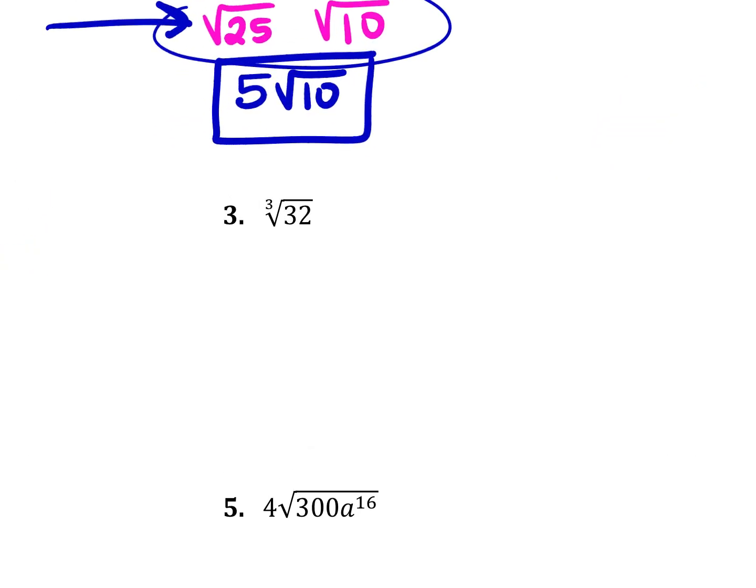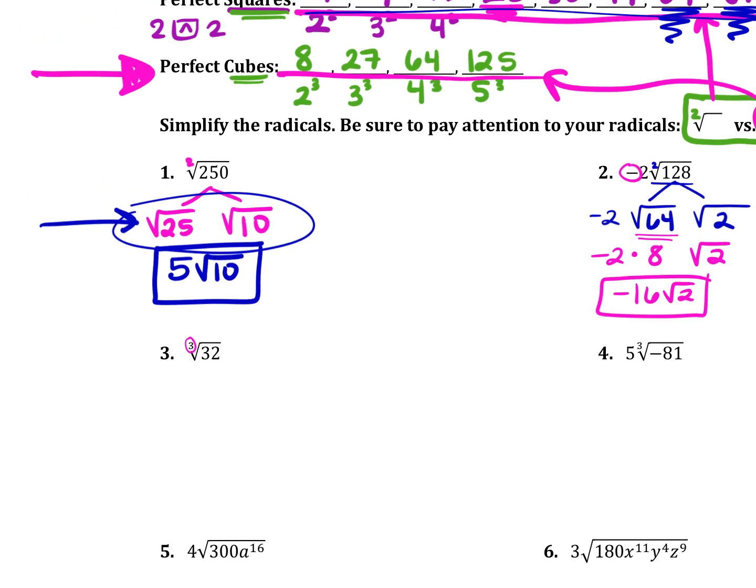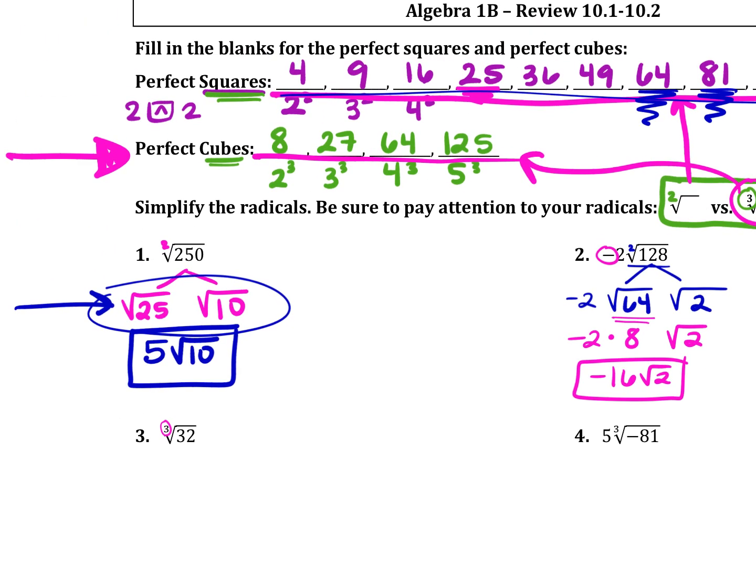All right, what do you notice about this one? It's cube root, okay? So now you're going to look at what list of numbers? Top or bottom? Bottom. You're looking at this list for this one, and you're saying, first of all, is 32 a perfect cube? Well, if you look at your list, you can see that it's not. It jumps right over 32. It goes from 27 to 64, okay? So this is not a perfect cube.